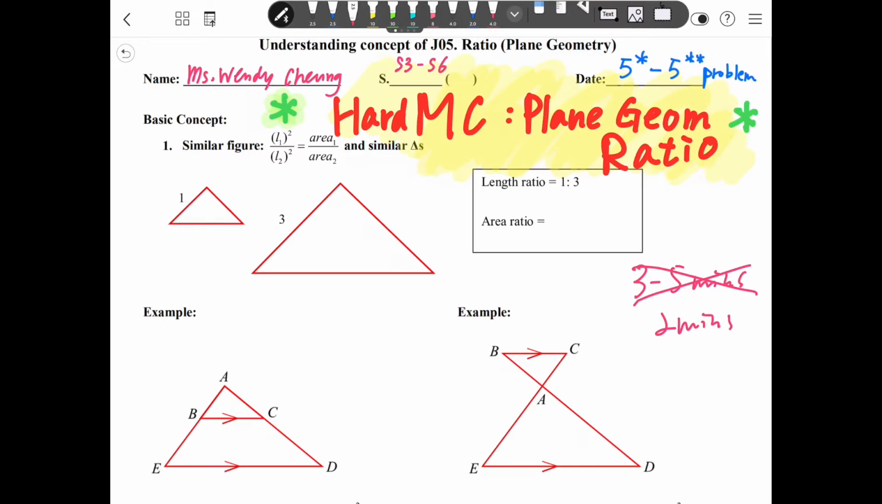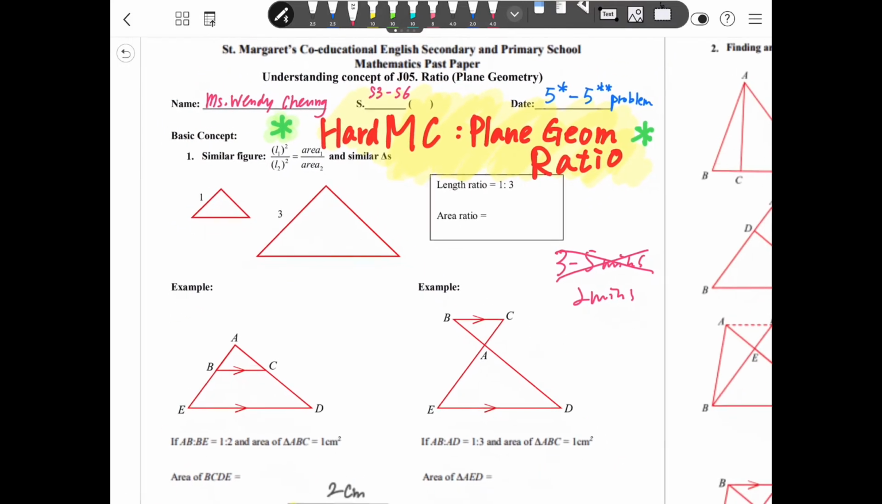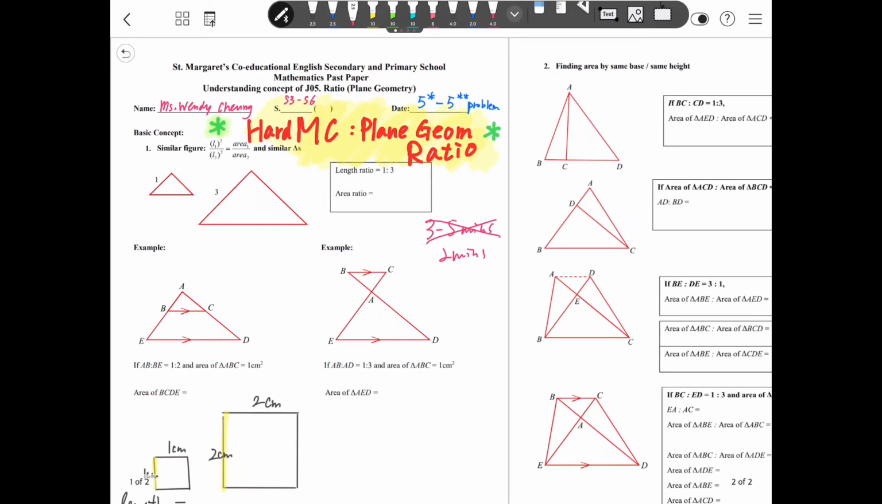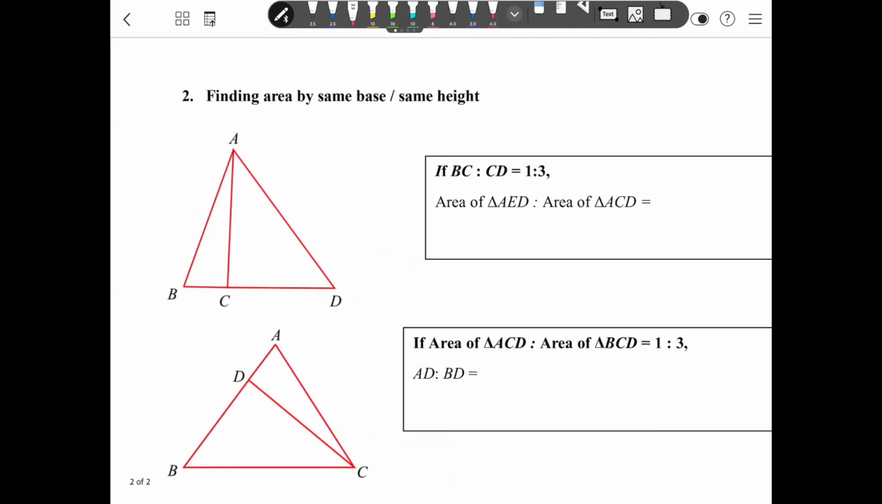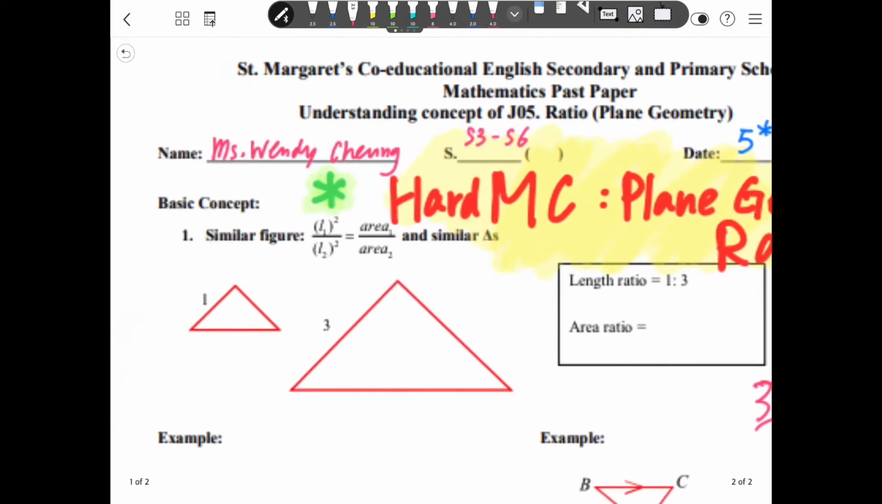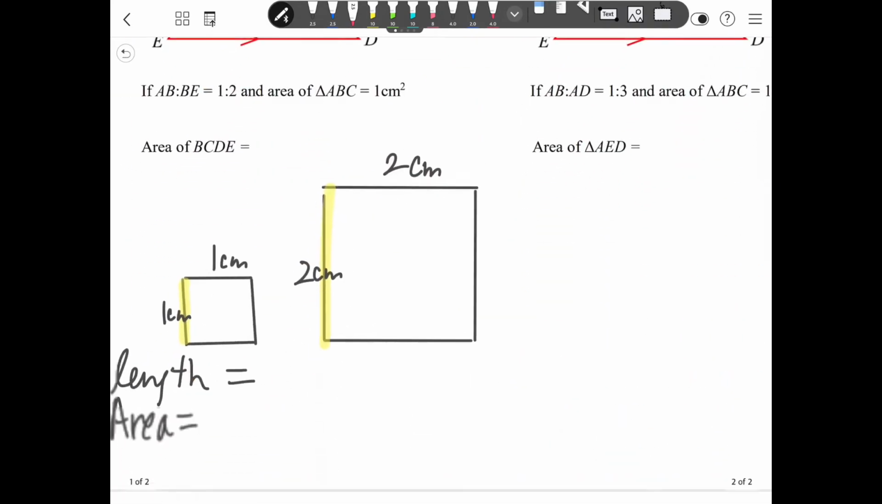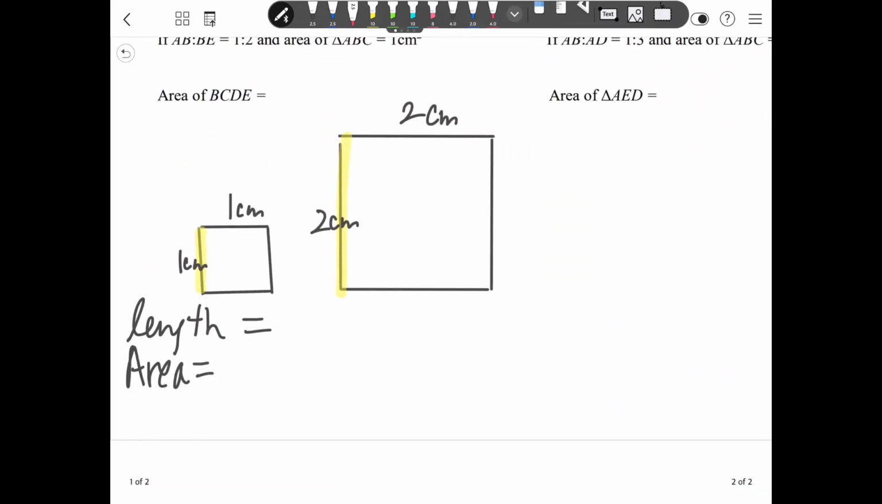Okay, so first of all, for the basic concepts, the first type is the triangle in similar figures. The second type is finding areas from the same base or same height for different area ratios. I would like to go through the first concept with you, which is about length and area ratios in similar figures.